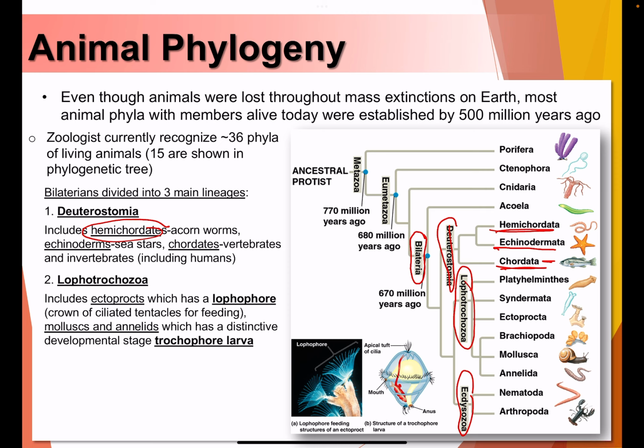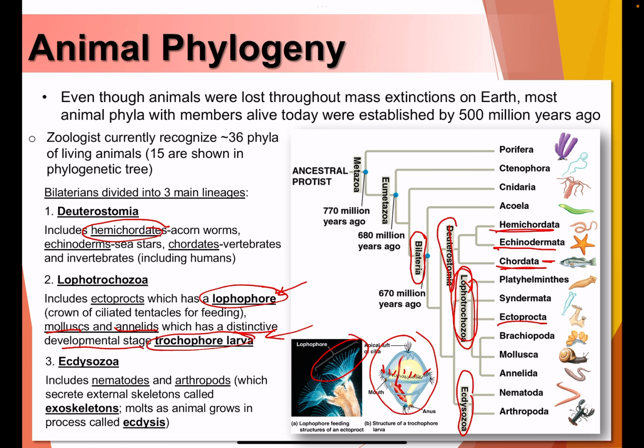The second lineage is the Lophotrochozoa, which includes ectoprocts, part of the Ectoprocta phylum, which has what's called a lophophore, a crown of ciliated tentacles like this for feeding purposes. These are usually present in mollusks and annelids. We'll talk about those in the next chapter, 33. They also have a distinctive developmental stage called the trochophore larva, which looks like this with little cilia that enable the larvae to swim. This is why this lineage is called Lophotrochozoa: they have a lophophore and a trochophore larva.